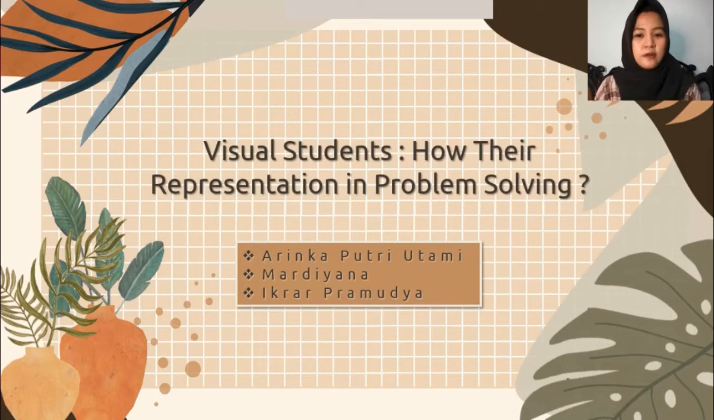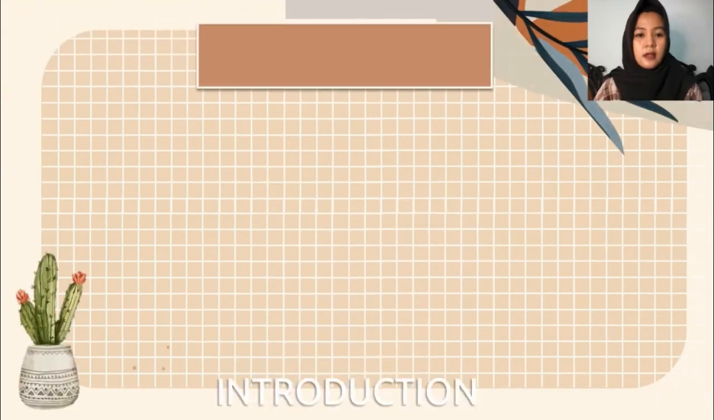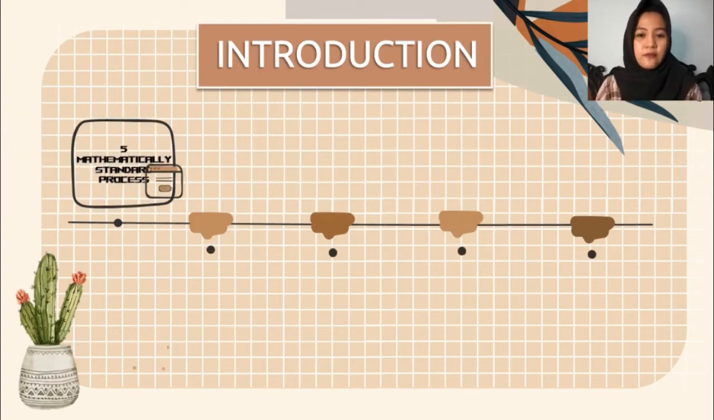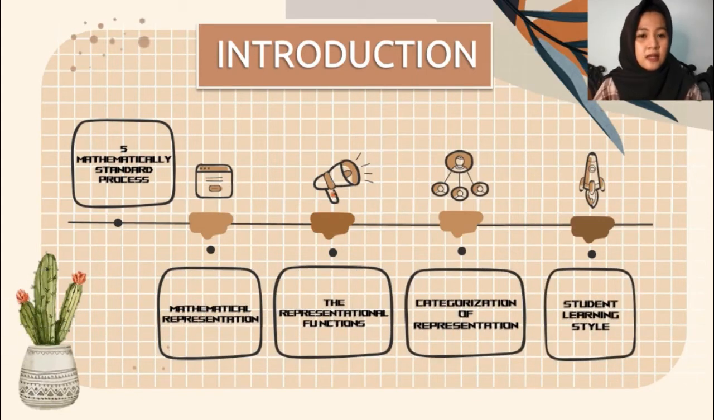I'm pleased to offer my study paper about visual students and how they represent in problem solving. Okay, I will begin with the introduction, where I will address 5 topics including the 5 mathematical standard processes, mathematical representation, the representational function, categorization of representation, and student learning style.